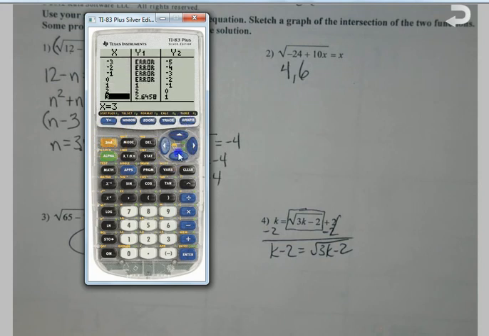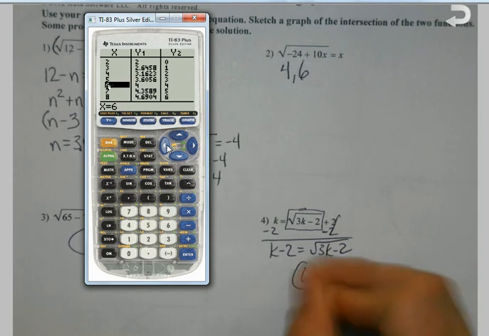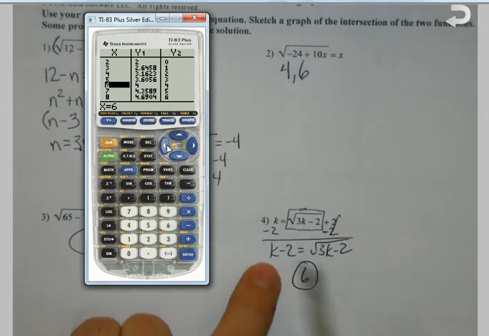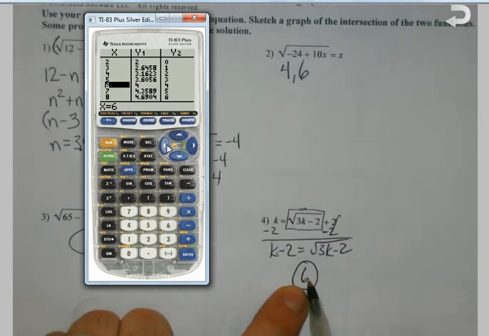Let's see. There it is. My y values are the same. So their intersection point would be at x equals 6. And if I wasn't sure, let's see. 6 minus 2 is 4. 18 minus 2 is 16. The square root of 16 is 4. All right, I'm good. That's all there is to this.